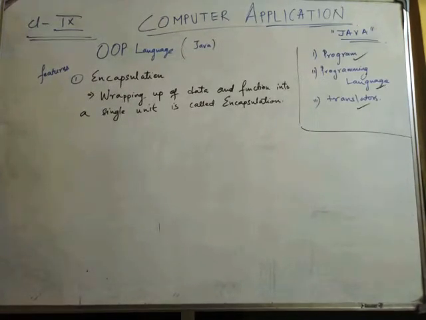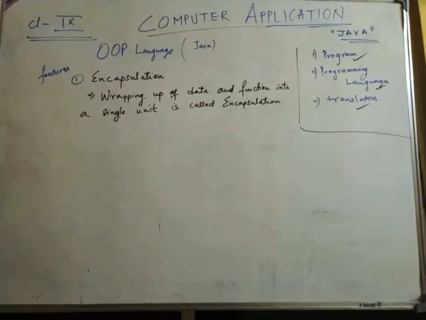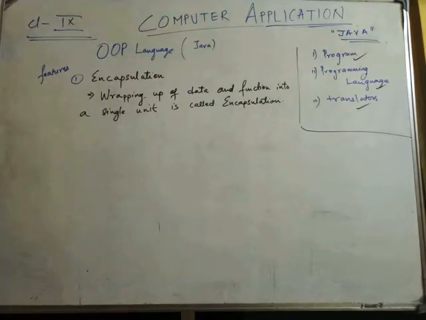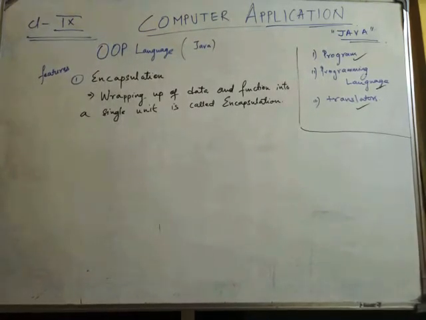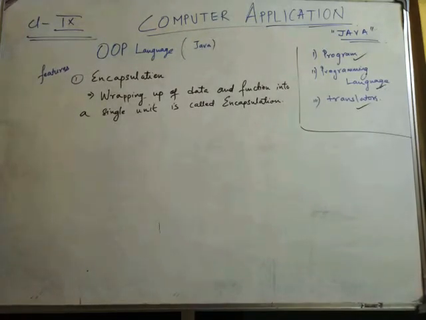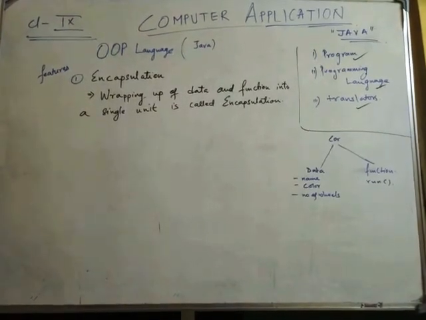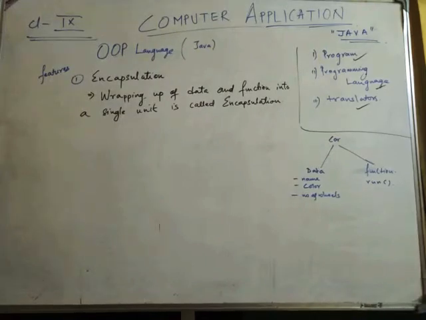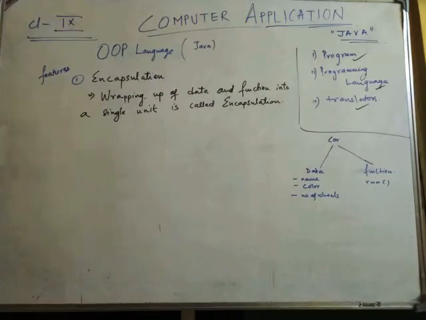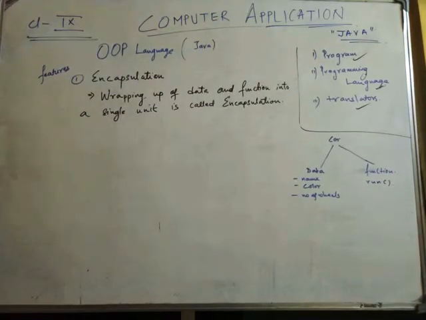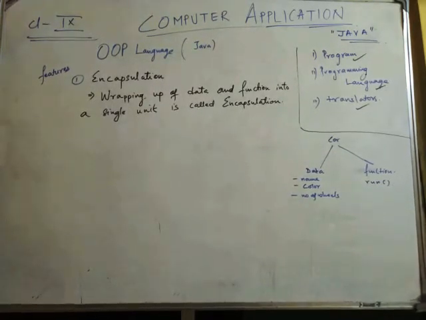Wrapping up of data and function into a single unit is called encapsulation. Data and function, I already told you what it is. When we write a program, there are two parts, data and function. Take an example like class car, the last example which I took: we have data as name, color, number of wheels, and function as run. So these are the two things we have in a program.